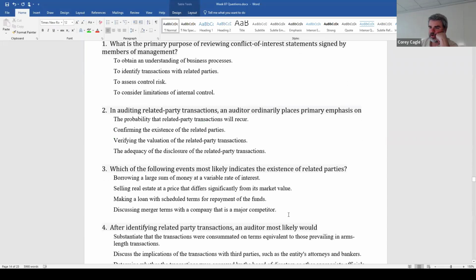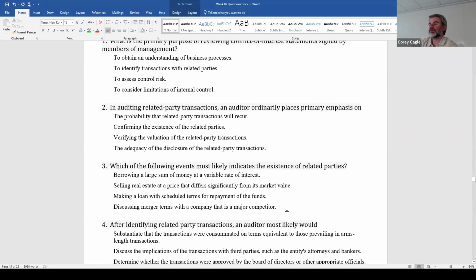Number 2. In auditing related party transactions, an auditor ordinarily places primary emphasis on A, the probability they will recur. No. B, confirming that they exist. No, not primary emphasis. Verifying the valuation. Not really. Adequacy of the disclosure. That is key, right? So there you go. That is primary emphasis. That doesn't mean we don't care about the other things, but that is our primary emphasis.